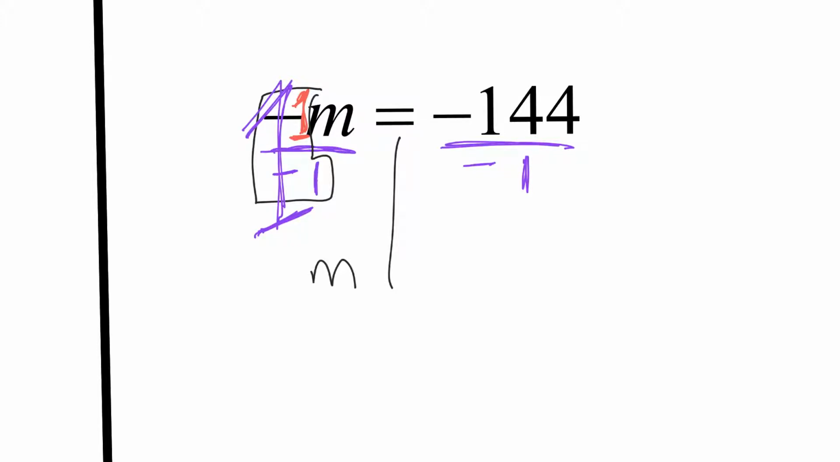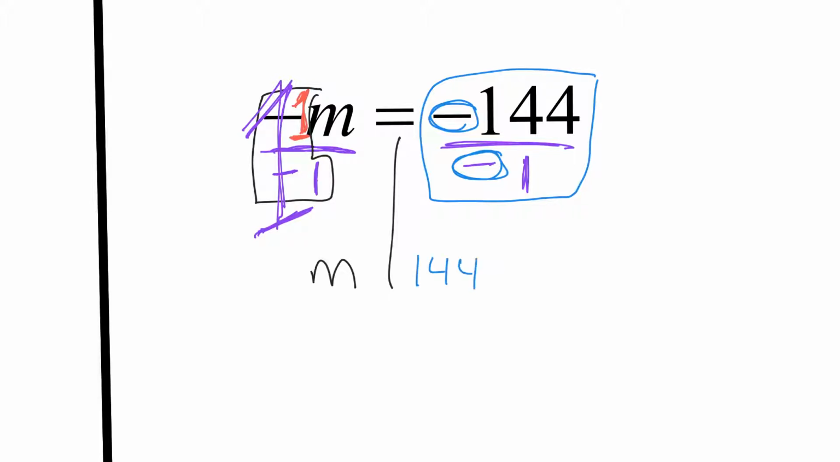On the right side, you have to be careful with the signs, because we have a negative 144 divided by a negative 1. Negative divided by negative will be positive. So that's going to be positive 144. So my answer is m equals 144.